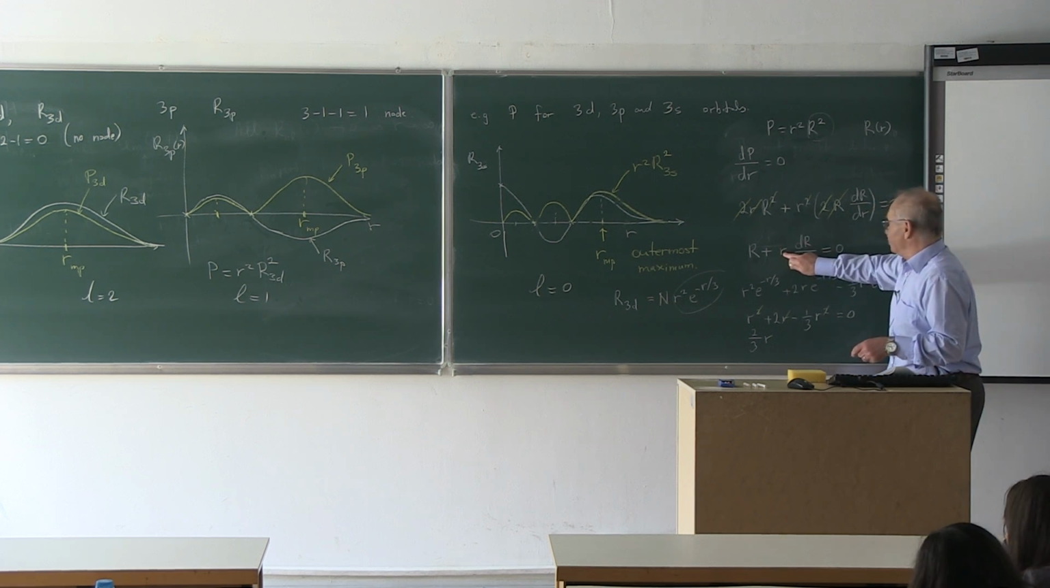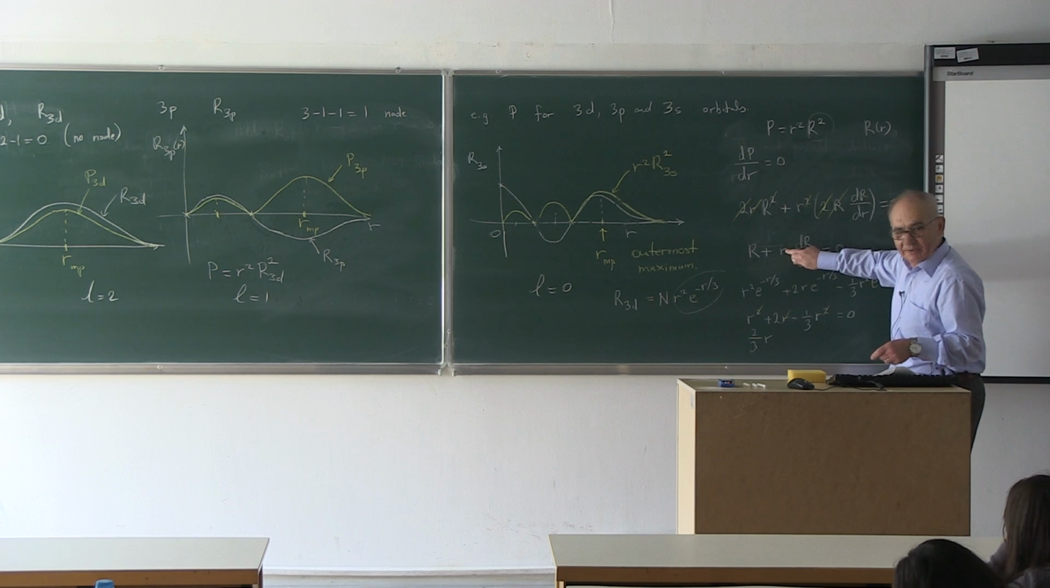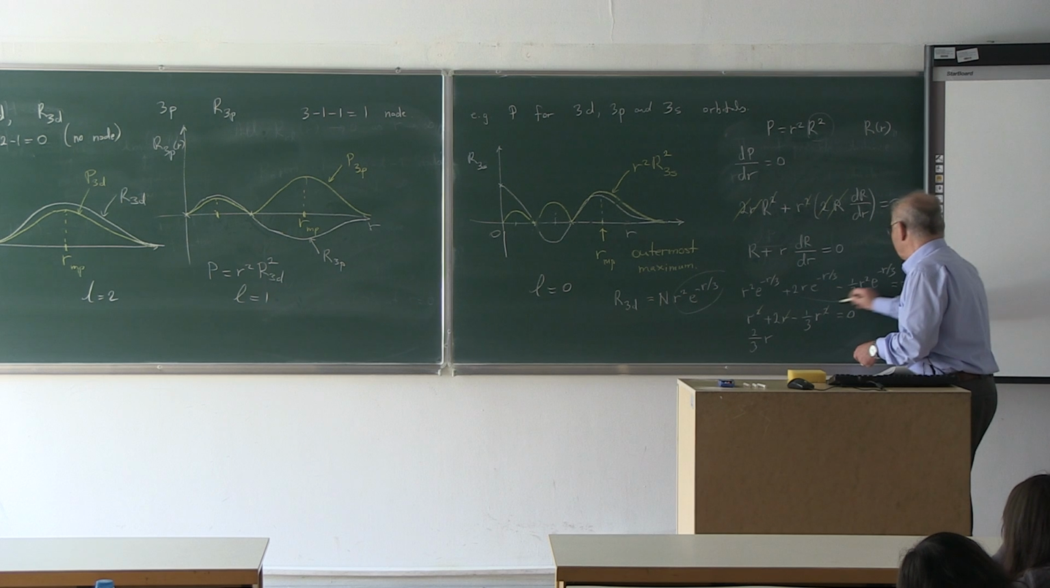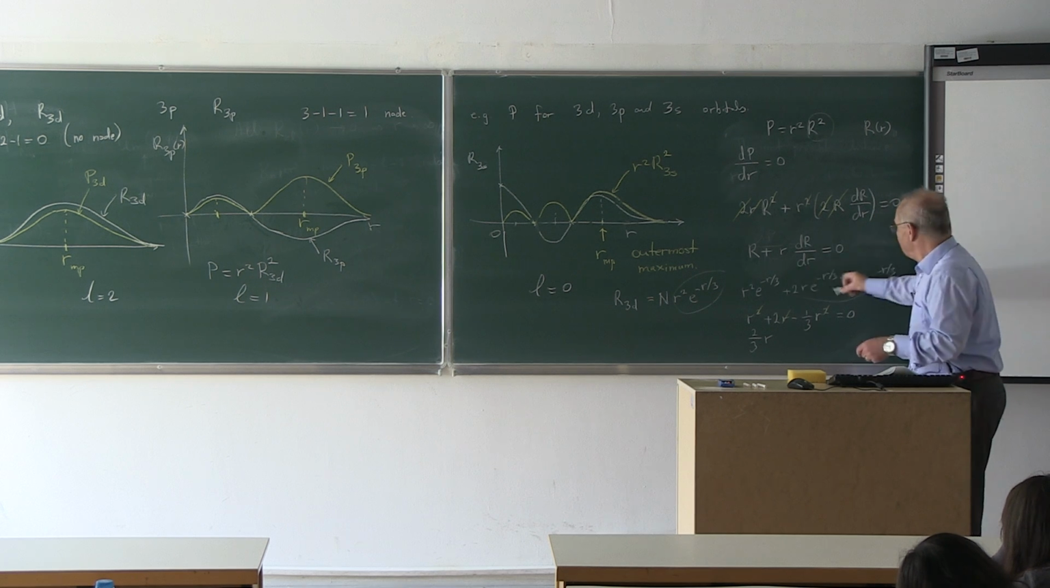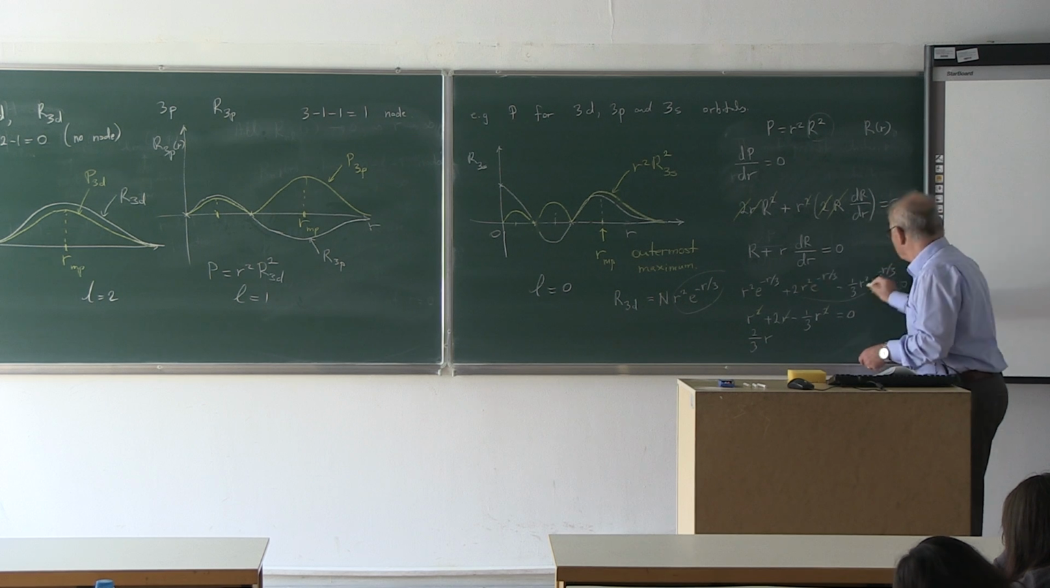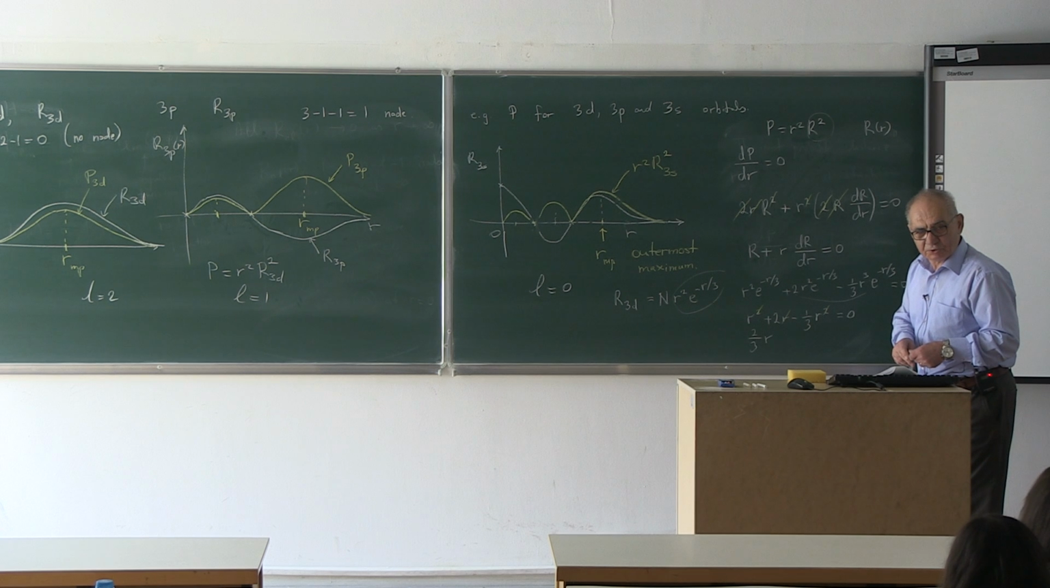I have forgotten to multiply with this r. This part I'm multiplying. So this becomes r square. This becomes r cube. Is that understood?